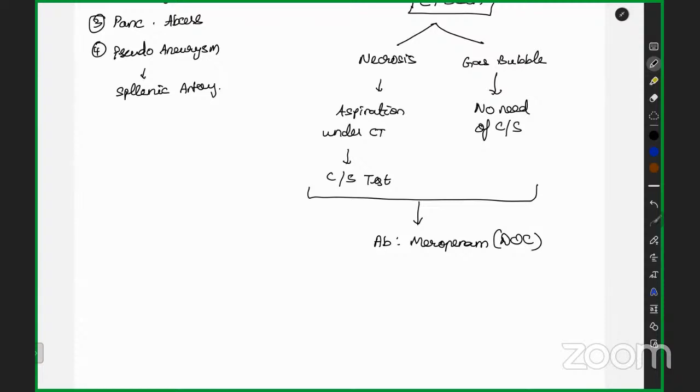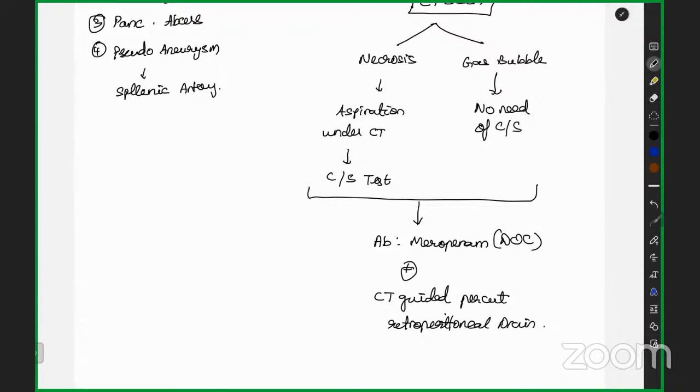And if it is severe pancreatitis, then you can also go for a CT-guided percutaneous retroperitoneal drain. A retroperitoneal drain can be kept.